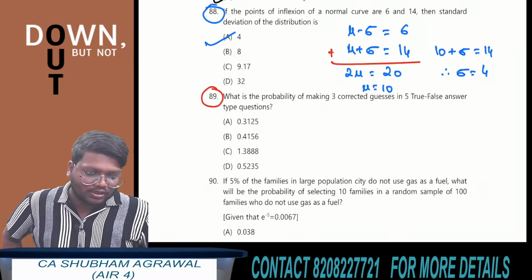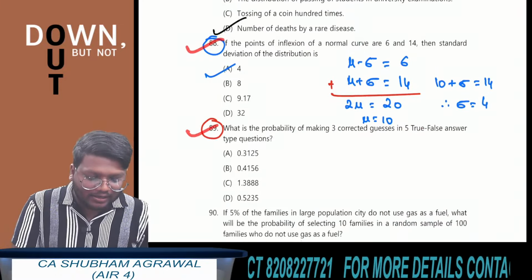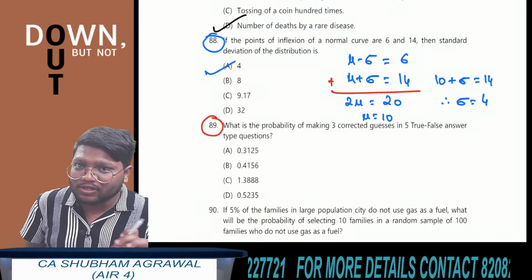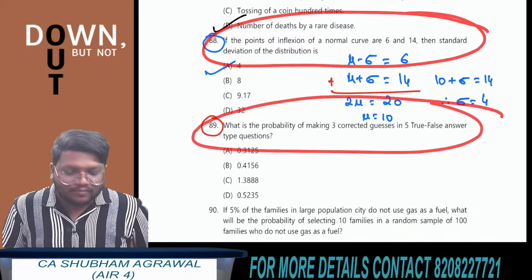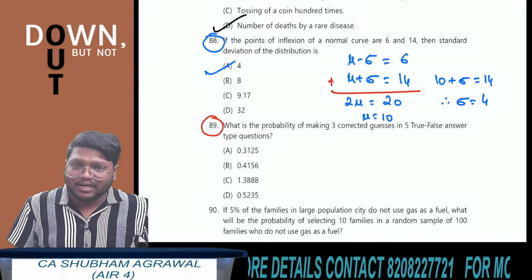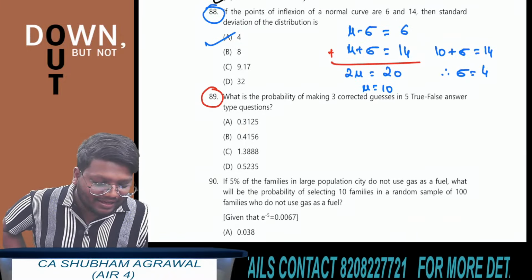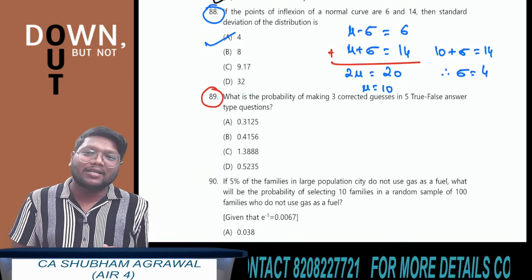Okay. Question number 89. Now we are solving question number 89. Both of these questions, question number 88 and question number 89, are there in set B. In the theoretical distribution chapter, you can find the exact same questions in set B. They have asked exactly the same questions from the study material. What is the probability of making 3 correct guesses in 5 true or false answer type questions? This question is based on the concept of binomial distribution.